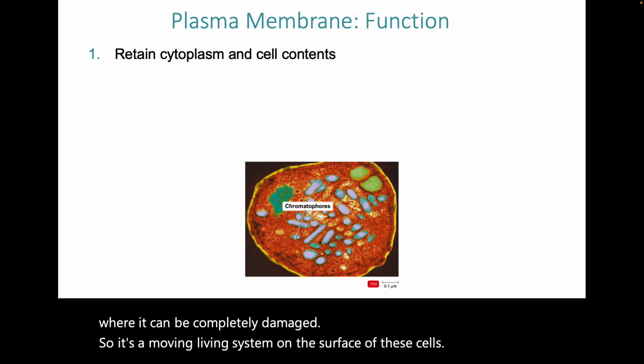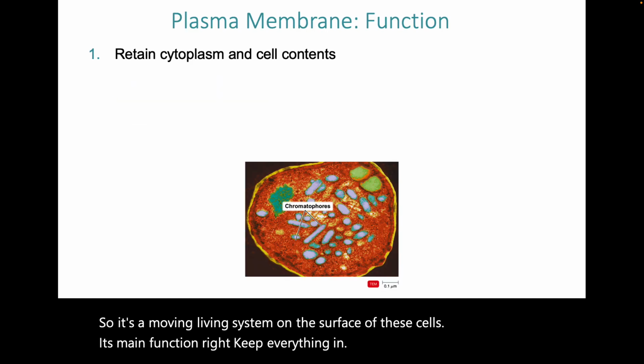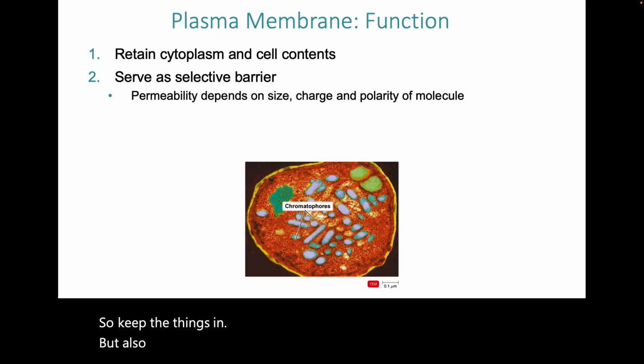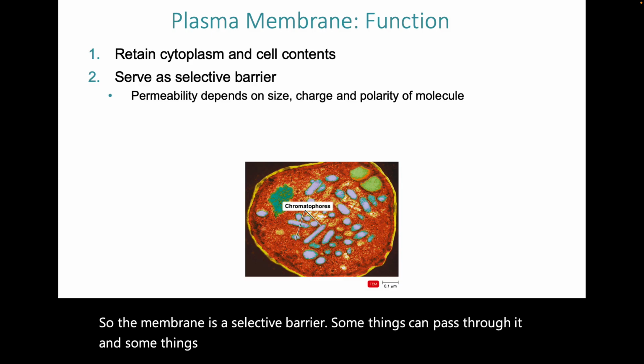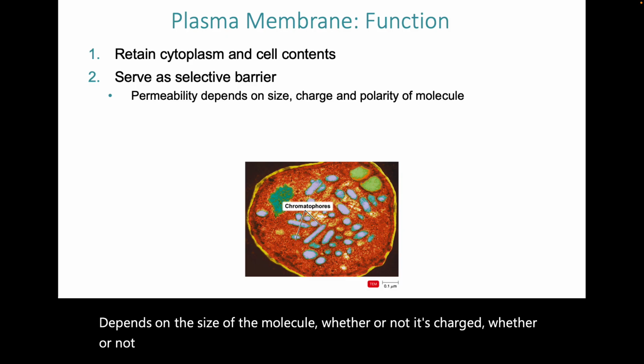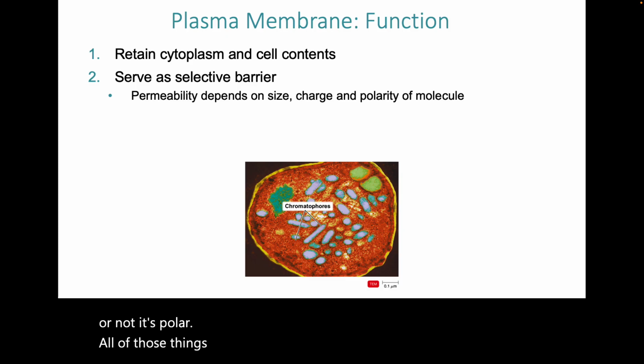Its main function, right? Keep everything in. If you don't have a membrane, you don't have a cell. So keep the things in, but also keep the bad things out. We let in what we want to let in. So the membrane is a selective barrier. Some things can pass through it and some things just can't. It depends on the size of the molecule, whether or not it's charged, whether or not it's polar. All of those things can affect movement through the membrane.